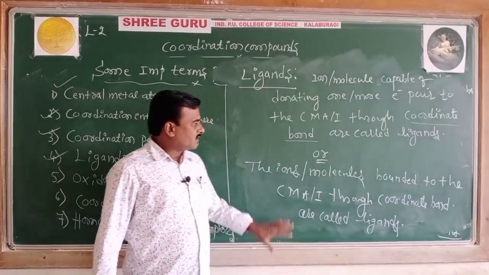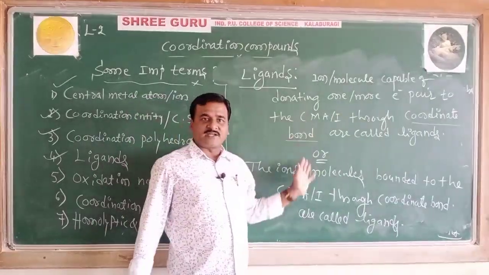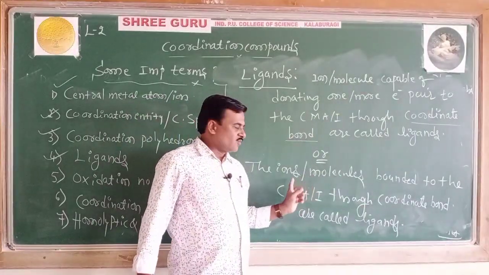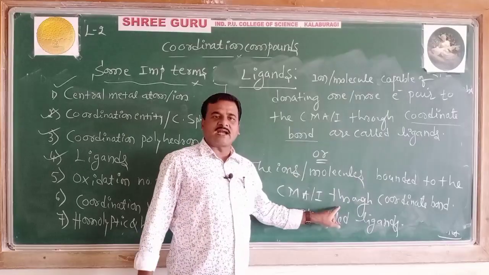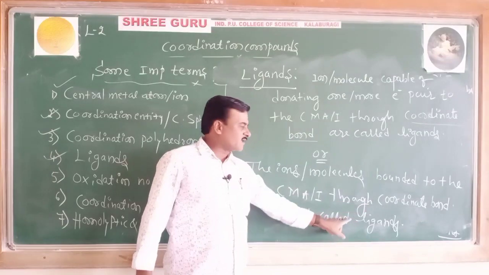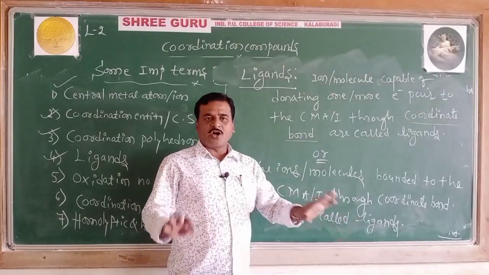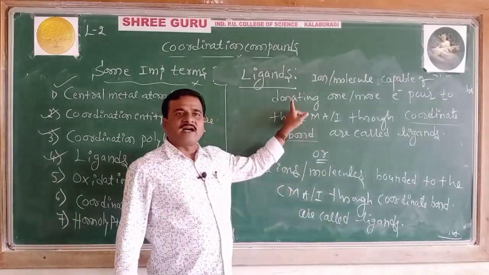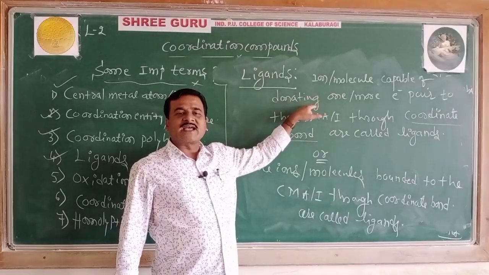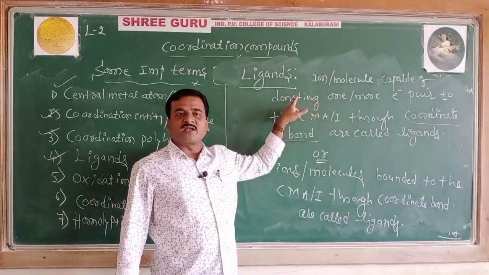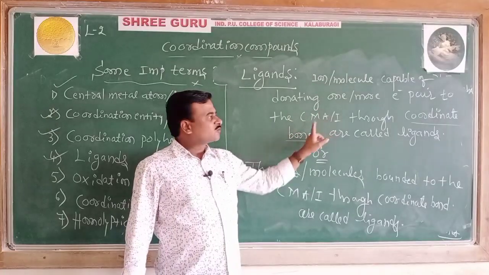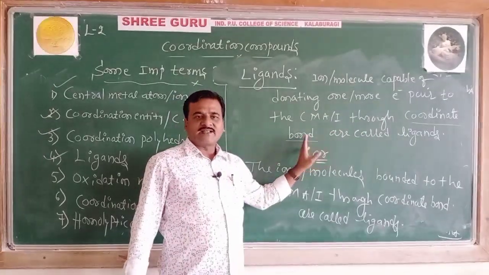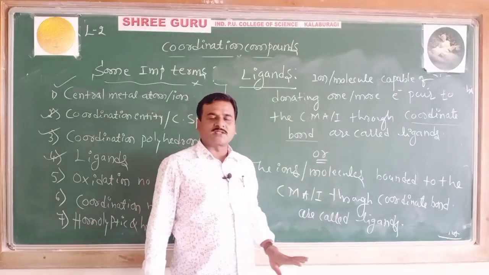Well students, here we have alternate definitions for the ligand. The ions or molecules which are bonded to the central metal atom or ion through coordinate bond are called ligands. Or otherwise, the ions or molecules which are capable of donating one or more electron pairs to the central metal atom or ion through coordinate bonds are called ligands. So this is the fourth term.